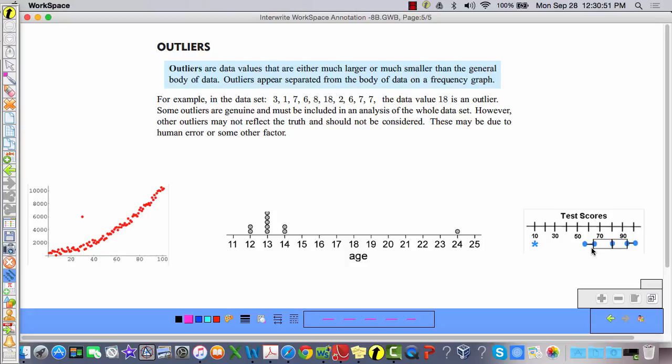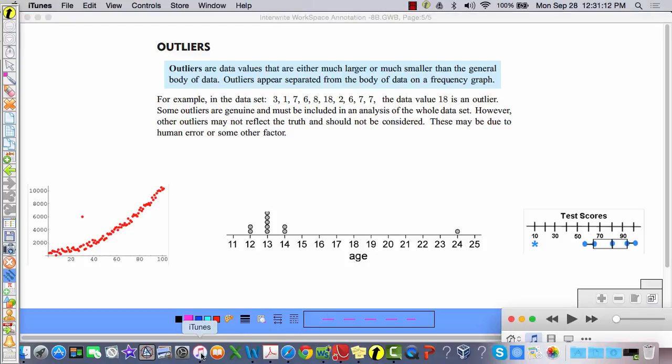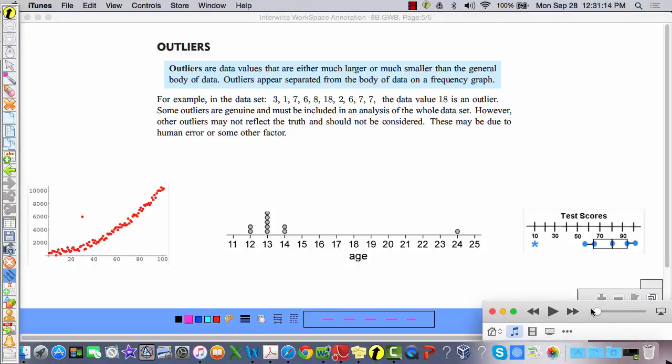Test scores. Here's a pretty good example of an outlier. The bulk of the class scored, it looks like, between maybe a 58 and a 100%. And then one person had a pretty bad day and scored a 10. This would be considered an outlier. Okay, so a lot of vocab, a lot of understanding needed there to get us going on our study.